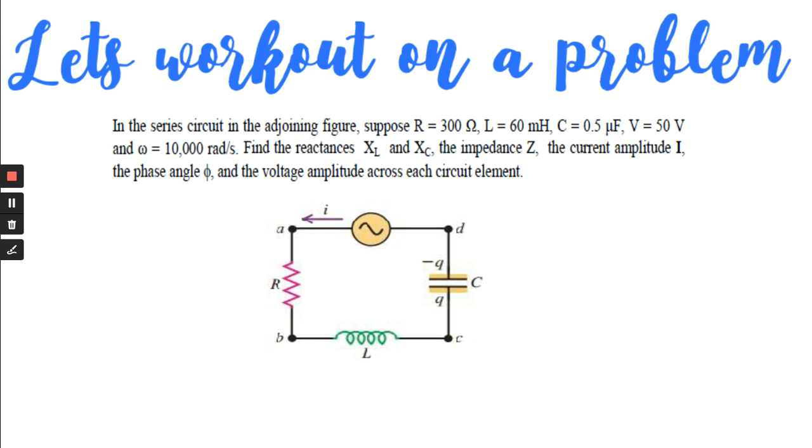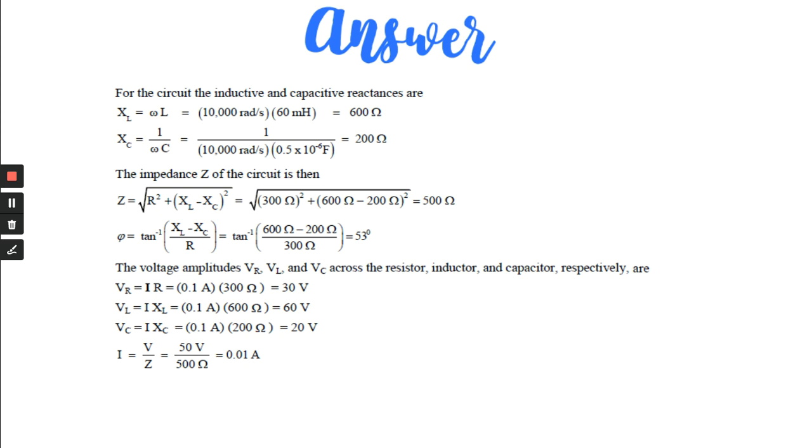What is the voltage amplitude? The voltage across the resistor is I into R. The voltage across the inductor is I into XL, where XL is omega L. Here omega is given, L is given, and the voltage across the capacitor is I into XC, where XC is 1 by omega C. So you can work it out very easily. First find out XL. XL is omega L, it is 600 ohm, like the last problem, and XC is 200 ohm. And the impedance is 500 ohm.